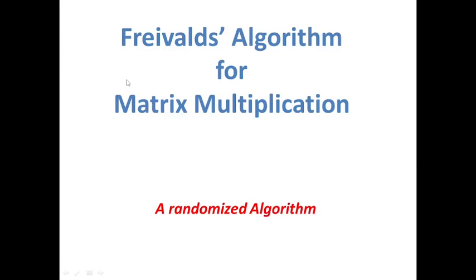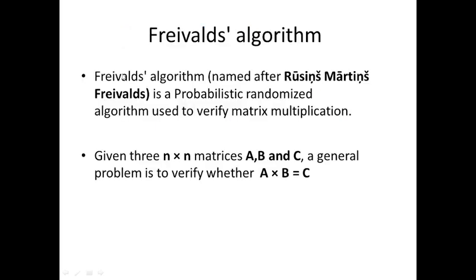We are going to discuss Freivalds algorithm today. Freivalds algorithm is a randomized algorithm. It is used for matrix multiplication. This algorithm is a very popular algorithm. Freivalds algorithm is named after Rusins Martins Freivalds, and it is a probabilistic randomized algorithm used to verify matrix multiplication.